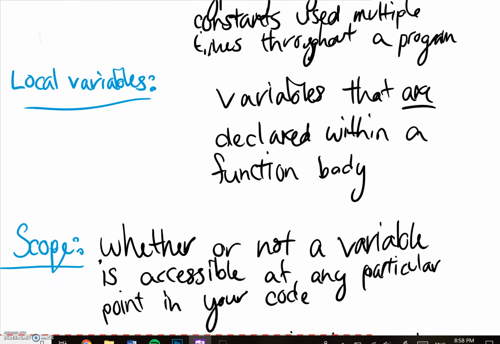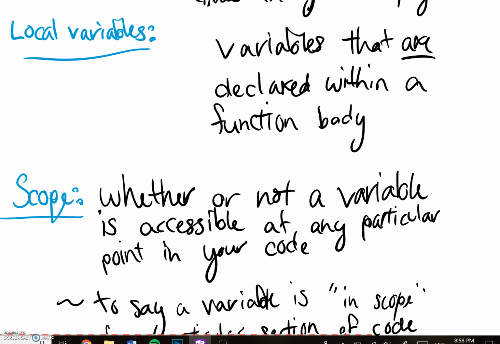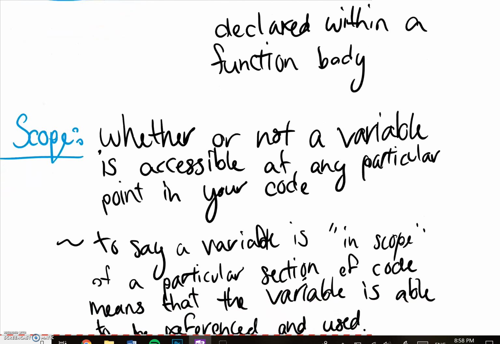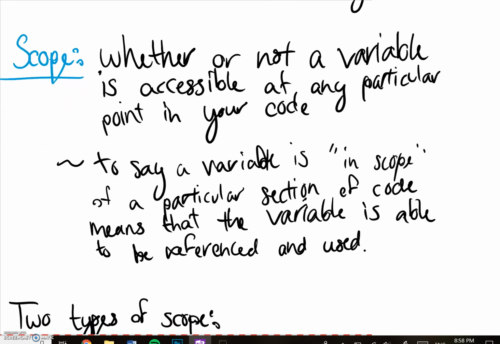Next, we have our local variables. Now these variables are going to be any variables that are declared within a function body. So this function could be main or any function that you write. So these are just some important terms that you need to know.